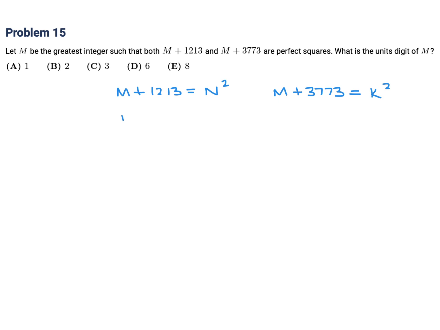And then if we subtract them, k squared minus n squared would be m plus 3773 minus m minus 1213. And k minus n times k plus n is the factorization there. And then the m's would cancel, interestingly. So that would be 2560.